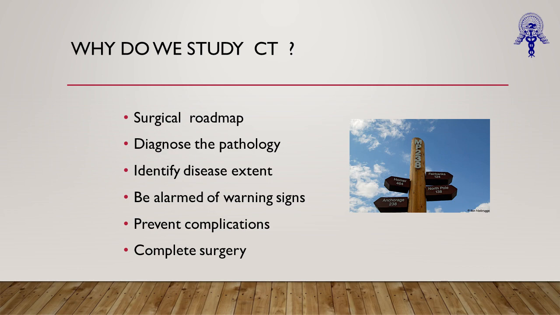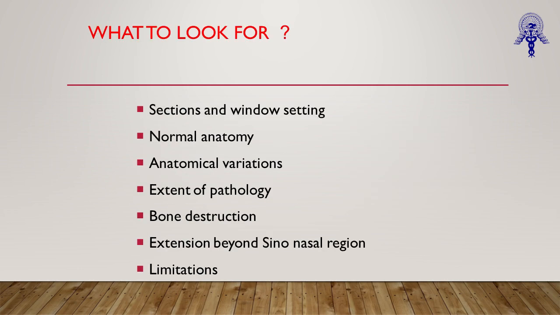Why do we do CT? Again, it's a surgical roadmap. We diagnose the pathology, identify disease extent, and mainly we want to be alarmed about the variation in anatomy and alarm signs, because the nose and paranasal sinuses are very close to the brain and orbit and various vital structures like carotid and cavernous. So when we do surgery, when we assess a disease, we need to know how close we are to these vital structures to be able to perform safe yet complete surgery. That is important. And so that's like a roadmap.